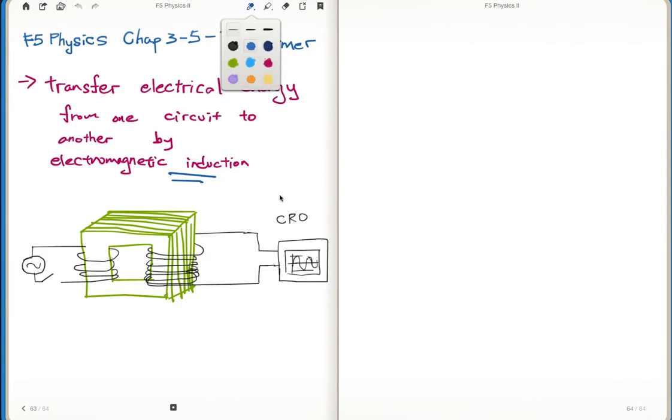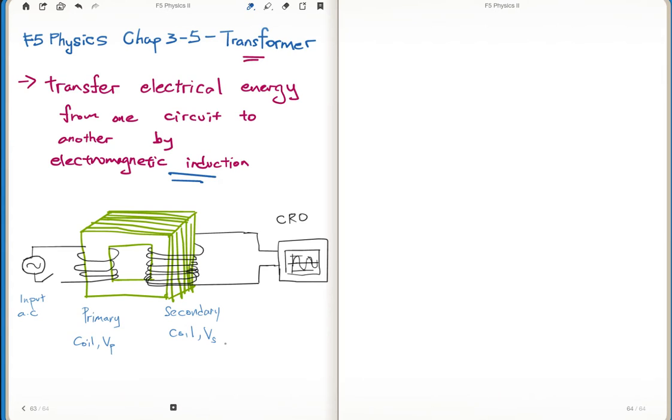How does it work? The transformer mechanism. The input alternating current, we name this side the primary coil, and the voltage here is Vp. The output that you get is called the secondary coil, with voltage Vs, subscript S.